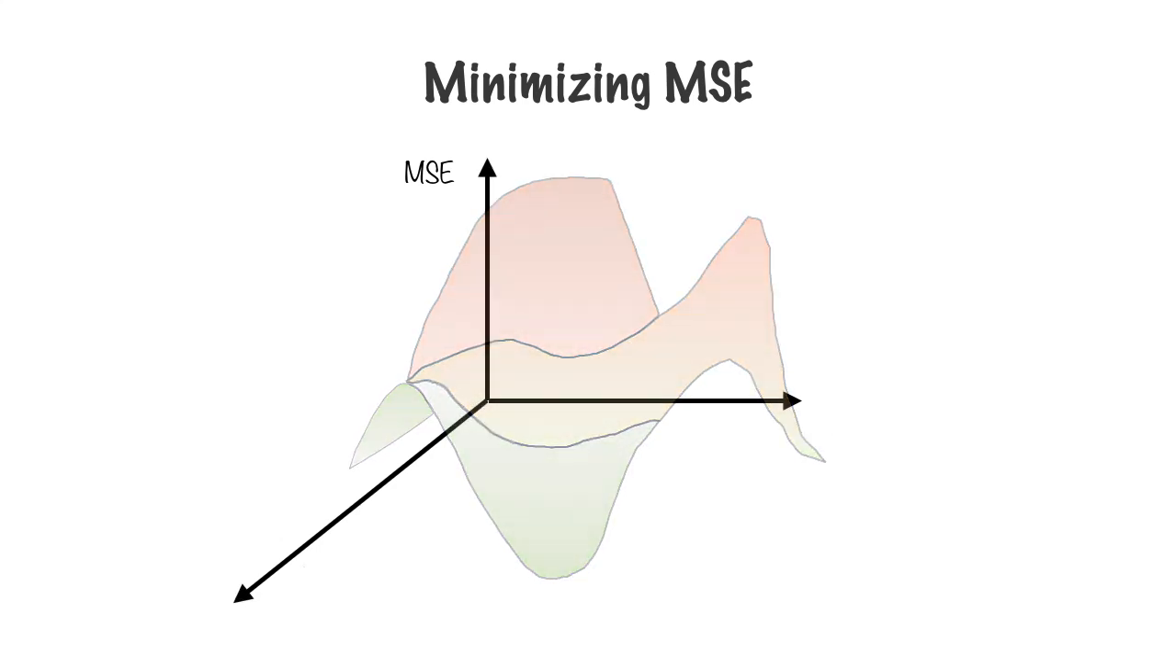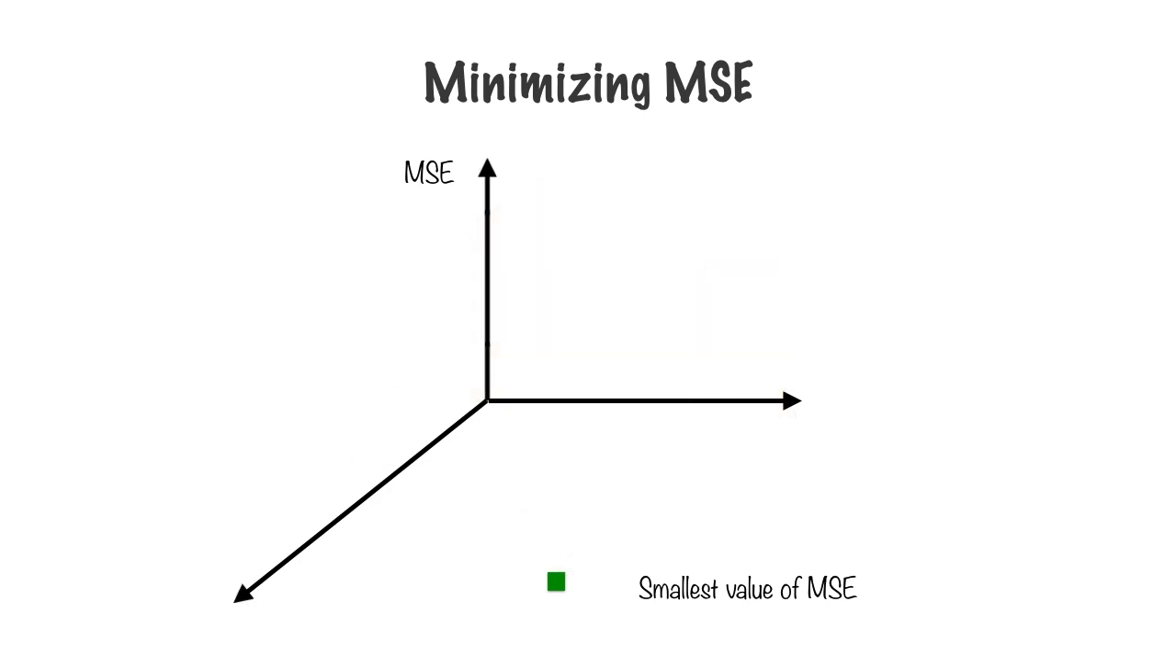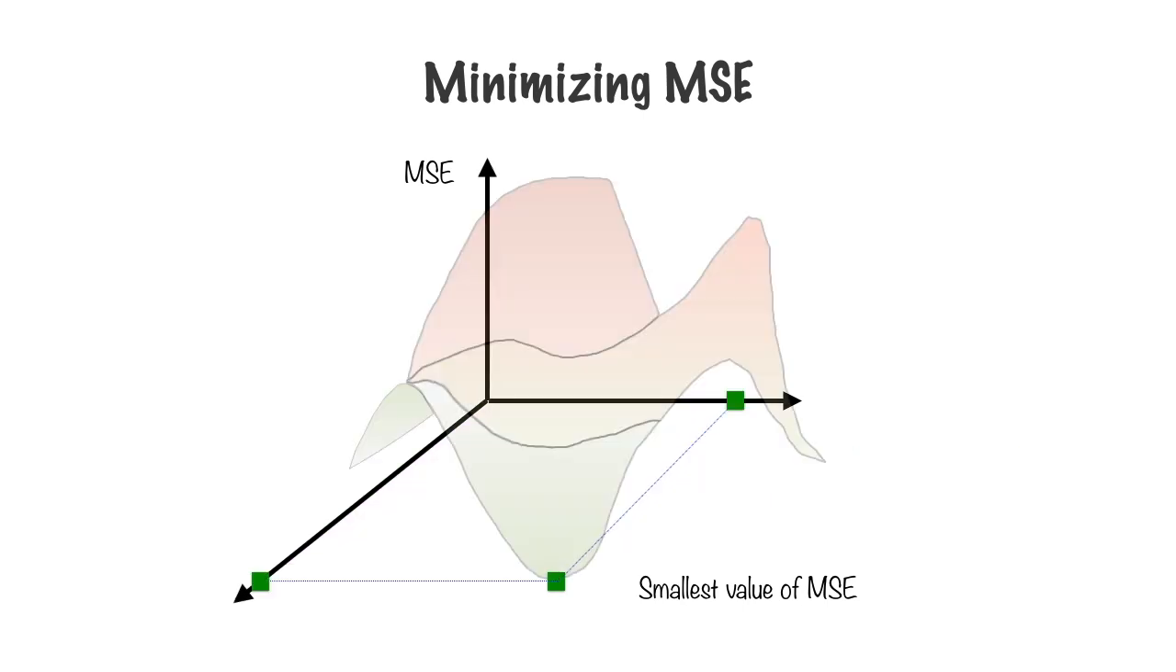Now, what we are really looking for within this curve is to find that value of w and b which results in the smallest possible value of the mean square error. That is the objective of this training function. We want the mean square error to be as small as possible, and we want to find those values of w and b for which this is true.